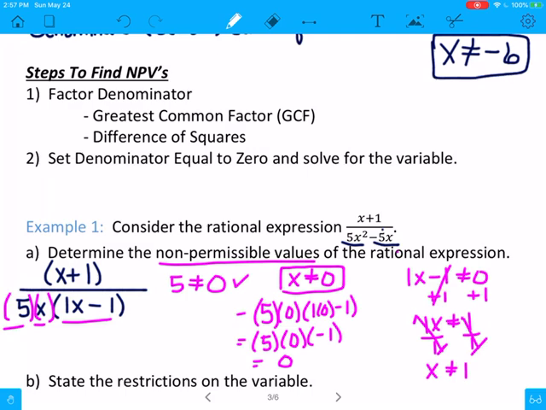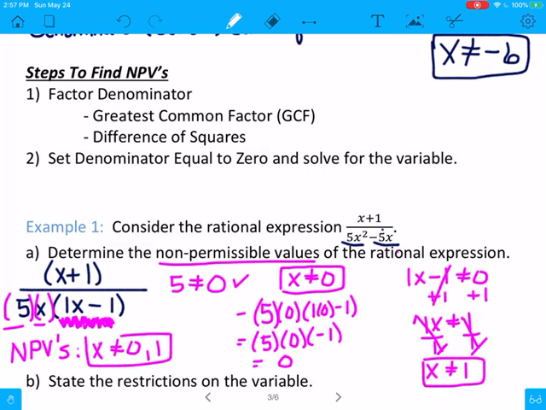And if I plug 1 back in, it's going to make this bracket be 0 because 1 minus 1 is 0. And when I multiply 5x times 0, I'm going to get a 0. So that's my other non-permissible value. So I often write NPVs. If this was a diploma, I would write non-permissible values. I would not do short form. NPVs are x cannot equal 0 and 1. Because if they equaled 0 and 1, my denominator would be 0 and I'd be in trouble.